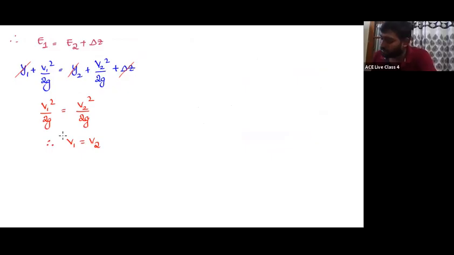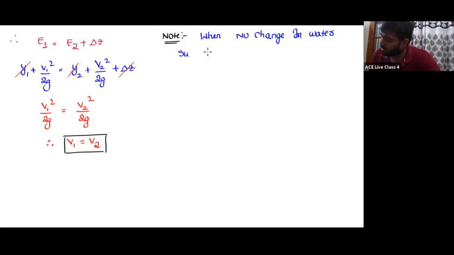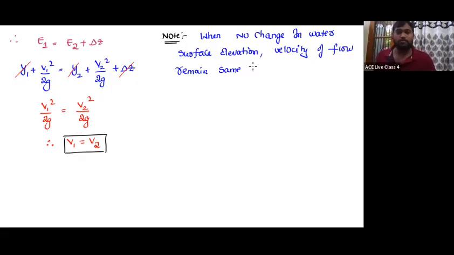The noted point here is, when there is no change in water surface elevation, the velocity of flow remains the same. Now V1 is equal to V2.